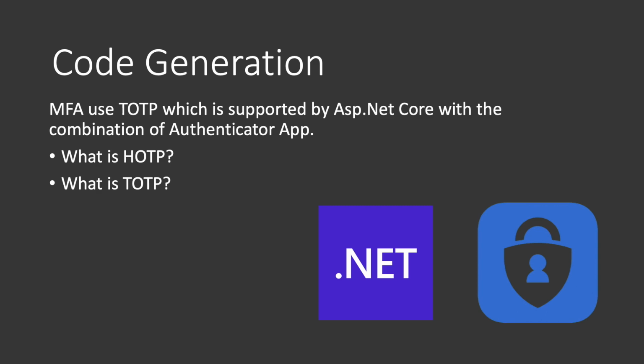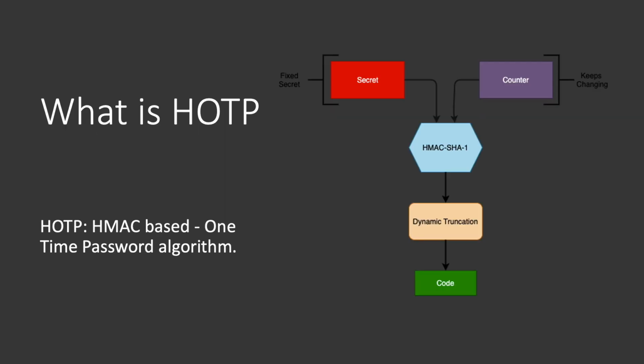In order for us to understand how the code is generated, we first need to understand how HOTP works and how TOTP works. So now let's do an overview of HOTP. HOTP basically stands for the HMAC-based one-time password algorithm. And as we can see here from the graph, we have multiple inputs in order for us to generate the code. So we have a secret and we have a counter, and then these two are the parameters for the HMAC SHA-1 function. And once we have those parameters and the function runs, we get an output, which is the code.